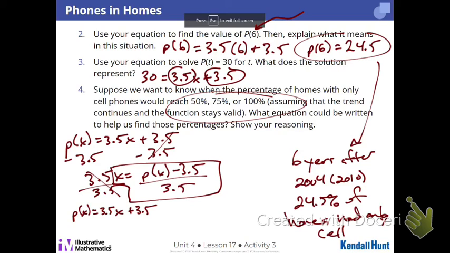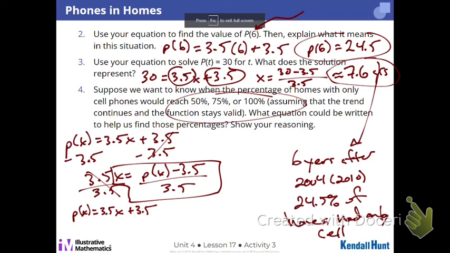So if we do that, let's do it with the inverse function. x equals 30% minus 3.5, over 3.5. I got something like 7 point something. Here, my calculator's right here. 26.5 divided by 3.5. 7.6-ish years.